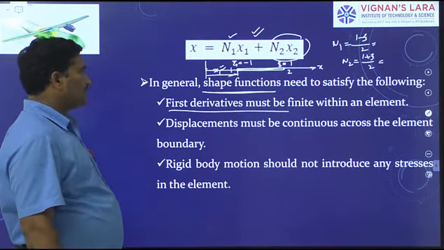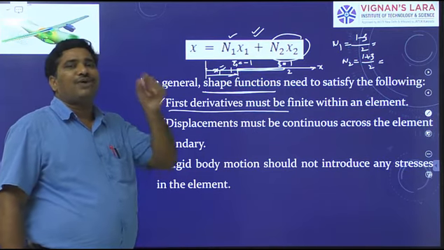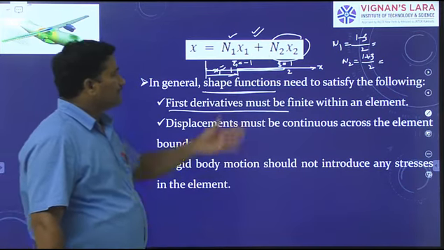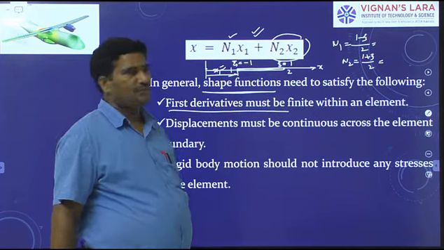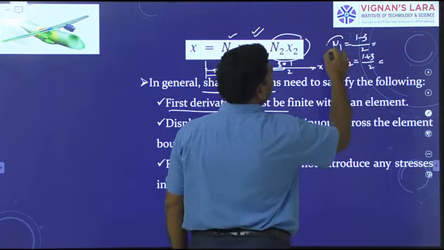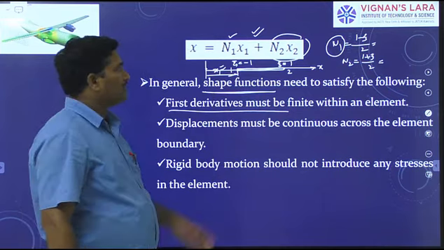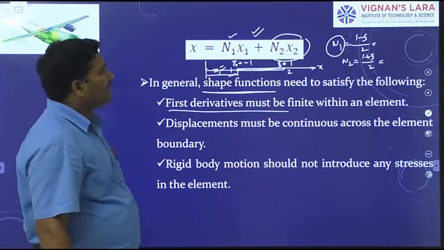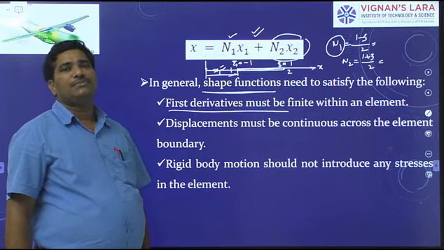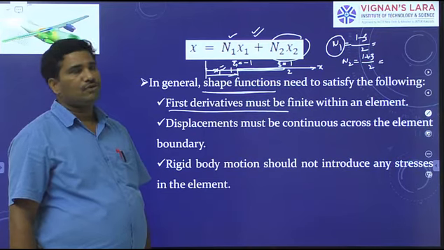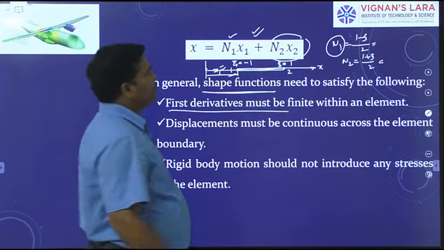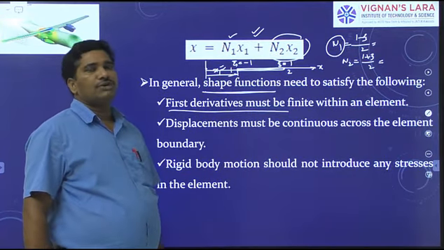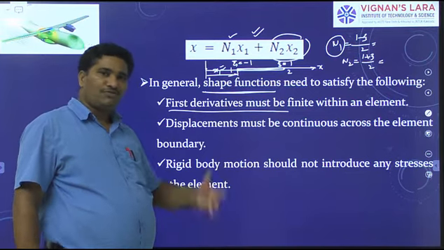The first derivative of the shape function must be finite within the element. Yes, these shape functions satisfy this condition. Now, when you take the first derivative of this shape function with respect to ξ, you get a finite value. d/dξ of N1: how much do you get? Simply 1/2 into d/dξ of N1, which is 1/2 into minus 1. The minus 1 is a finite number.